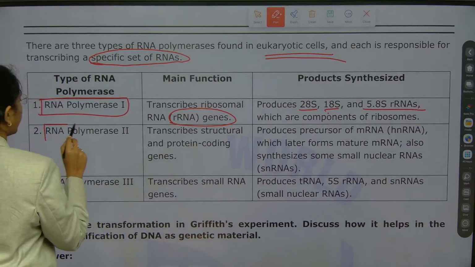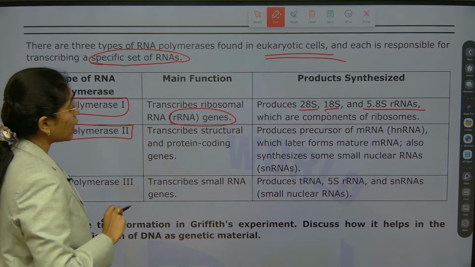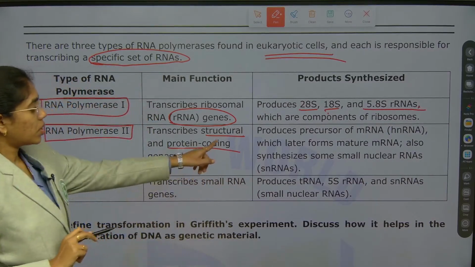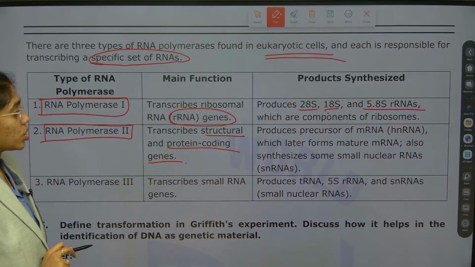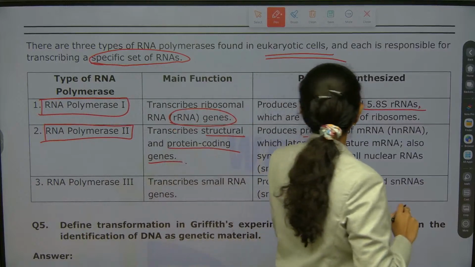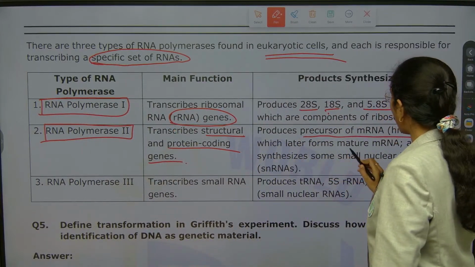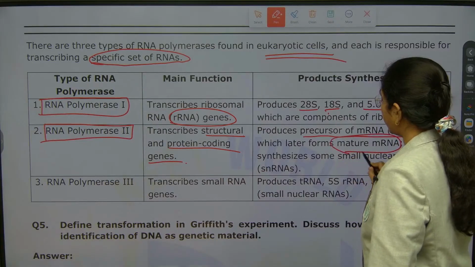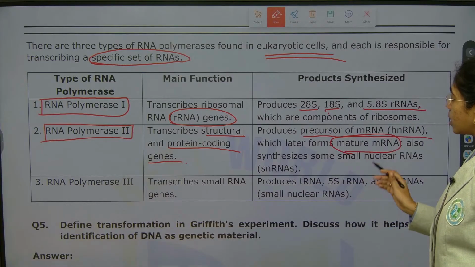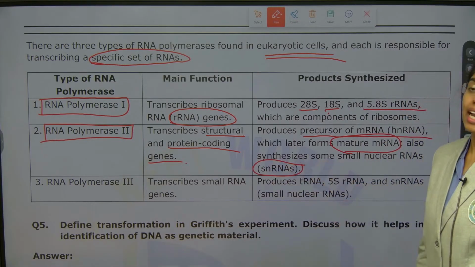Okay, RNA polymerase 2. This will transcribe structural and protein coding genes. Products synthesized for this: precursors of mRNA or hnRNA, which will later form mature mRNA. This also synthesizes some small nuclear RNAs, those are called snRNAs.